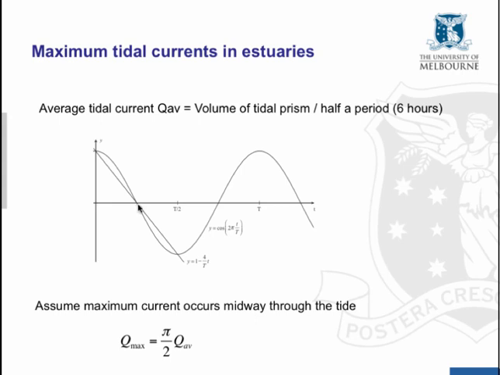The peak discharge actually occurs halfway through that tidal period. It is somewhat larger than the average. Now we can use mathematics to show that the maximum discharge, Qmax, is pi on 2 times the average discharge that we calculated previously. So using this equation, we can translate the average to the maximum.